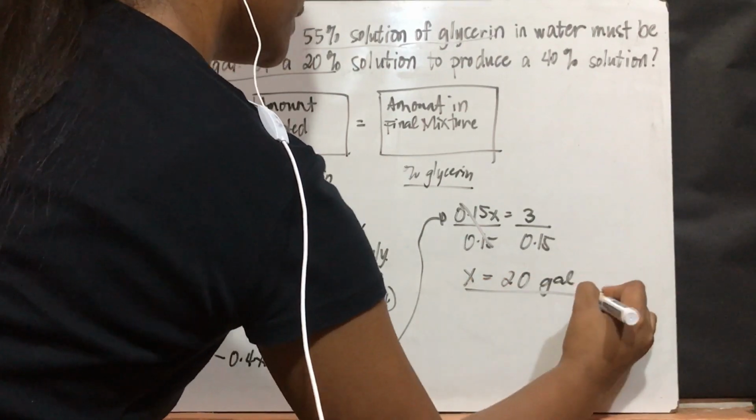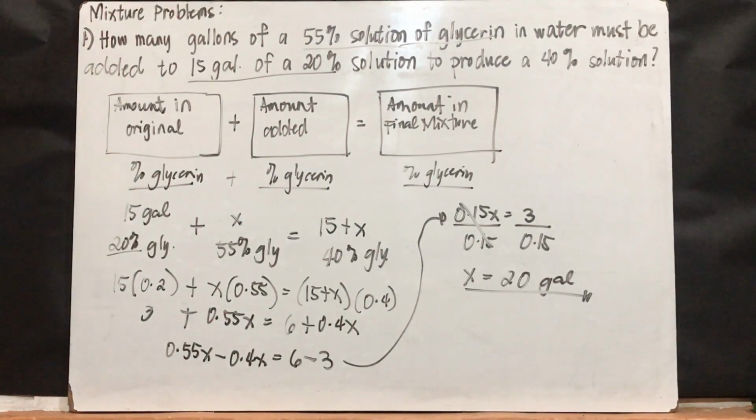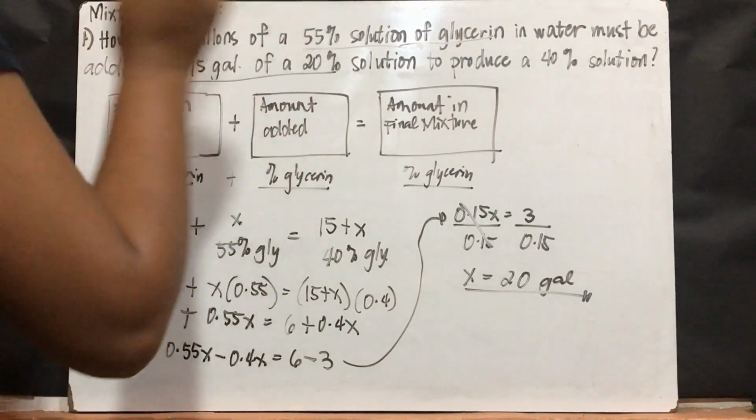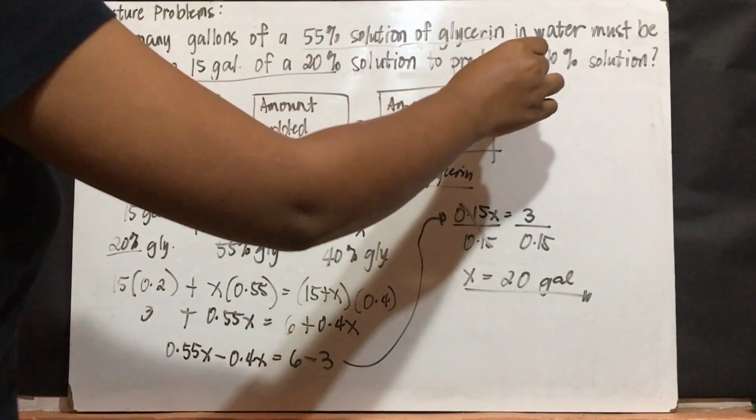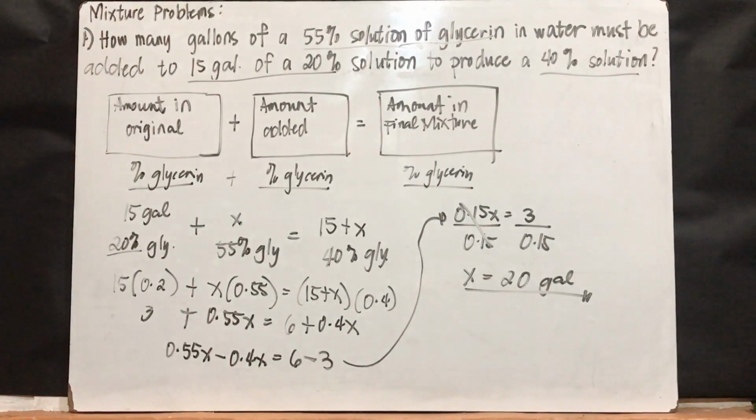So, kailangan mong magdagdag ng 20 gallons of 55% solution to produce a 40% solution mixture. So that is example number 1.